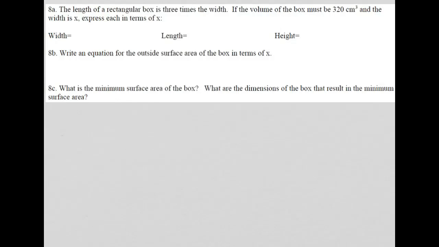The length of a rectangular box is 3 times the width. If the volume of the box must be 320 centimeters cubed and the width is x, express each in terms of x. Then we want the width, the length, and the height.